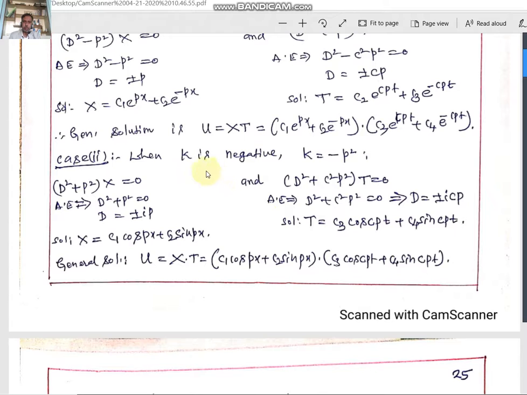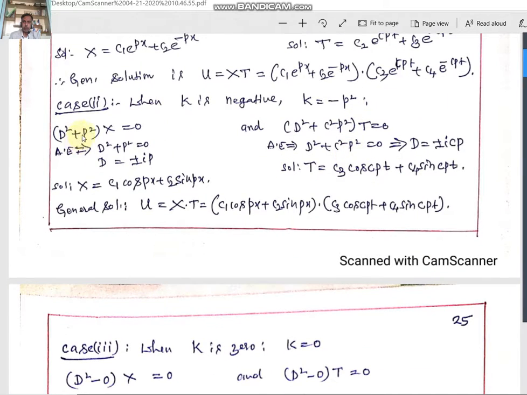Similarly, when k is negative, k is equal to minus p square. So it becomes (d square plus p square) into x. The auxiliary equation will become d square plus p square is equal to 0. So solving this, the roots will be plus or minus ip. It is a complex root. In complex roots, the complementary function will be written as c1 cos px plus c2 sin px.